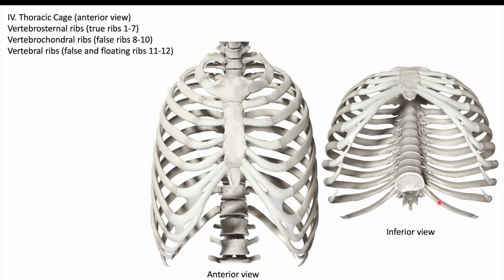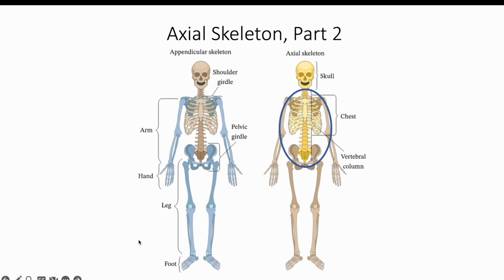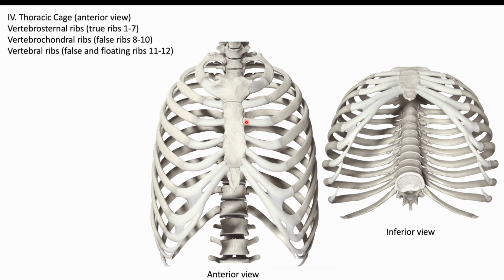They're found in the back, as you can see here, and they are floating. So the true ribs are the vertebrosternal ribs. These are 1 through 7. They each have their own costal cartilage and attach to the sternum by their own individual costal cartilage.